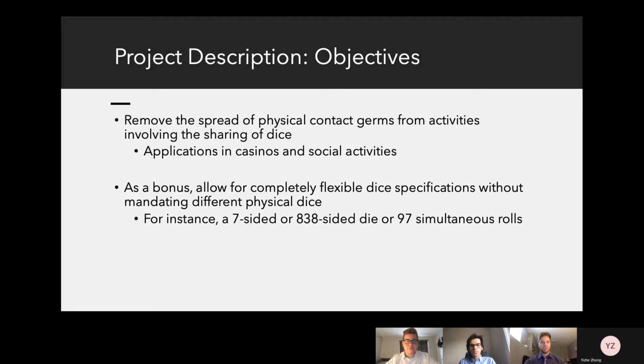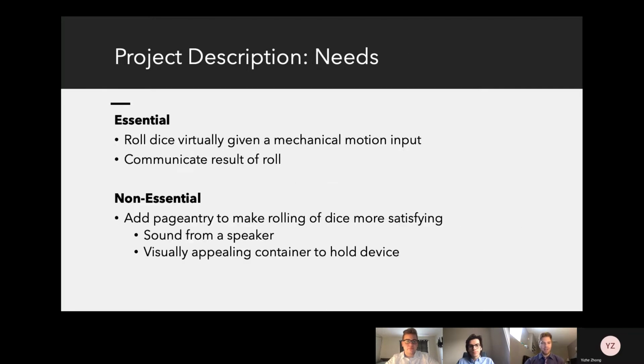Objectives are to remove the spread of physical contact germs from activities involving sharing of dice. This has application in board games with friends, as well as casino activities. As a bonus, we'd like to allow for a completely flexible dice specification without mandating a different physical dice. For instance, we can have a 7-sided dice or an 838-sided, or you can roll 1 or 2 dice, or even 97 simultaneously.